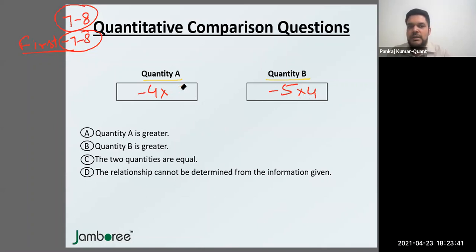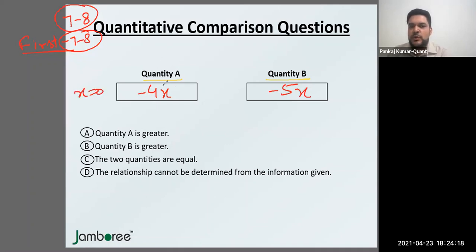Great work. But let's say we have, just try and understand, -4x and -5x. Then which quantity is greater? Now we need to understand what X is. Yes, I'm getting different answers. Many of us are saying A, many saying B, some saying D. But why? Because it depends upon the value of X. Why does it depend upon the value of X?